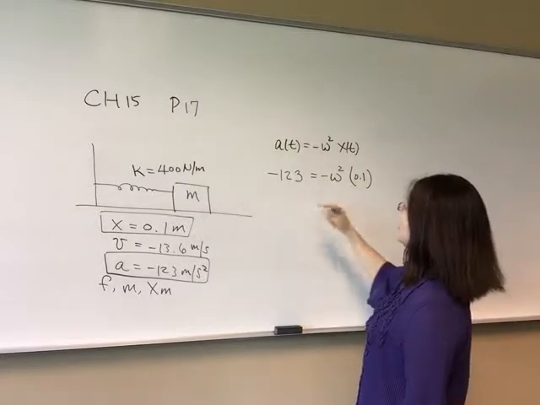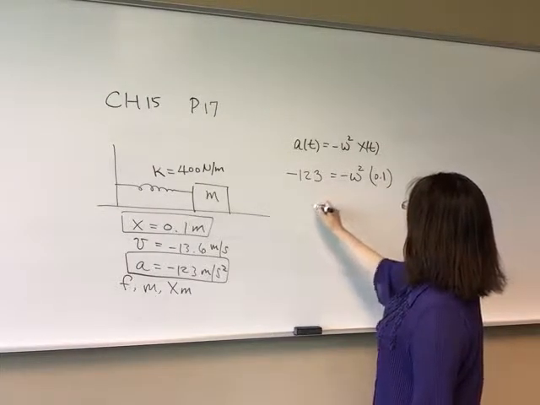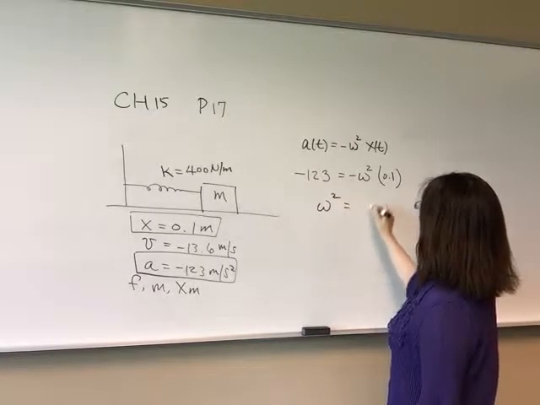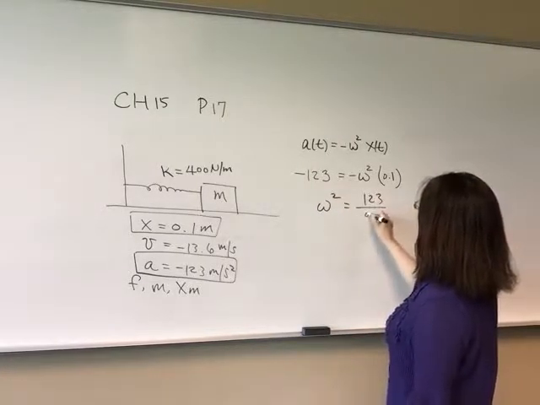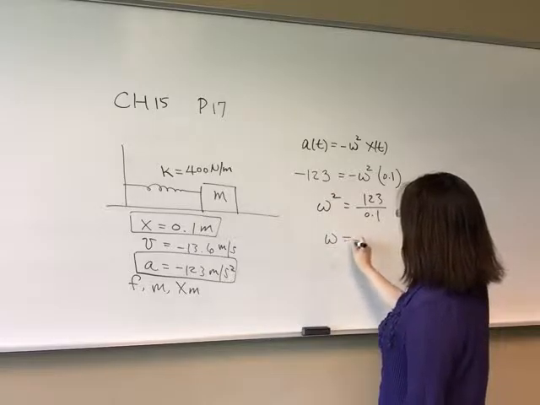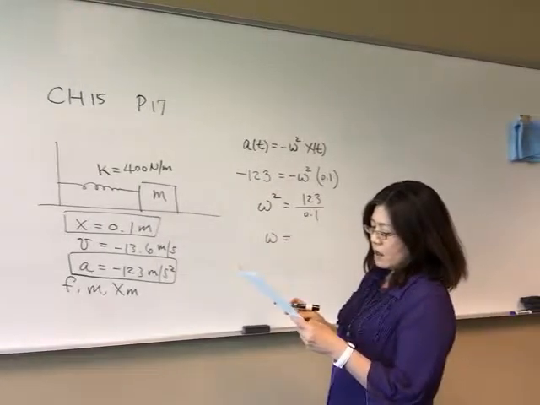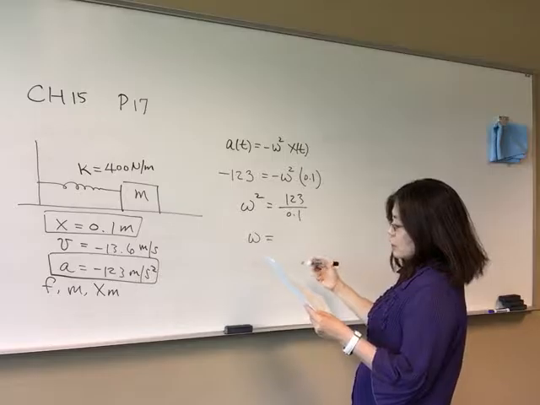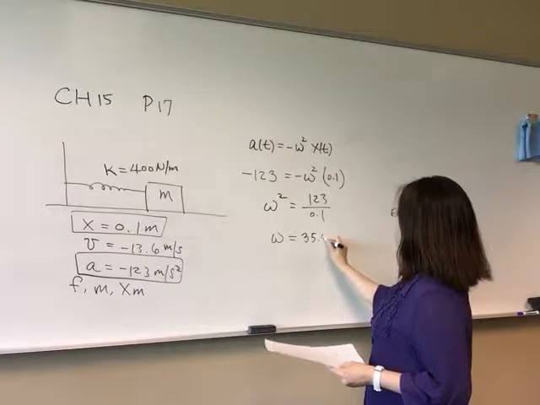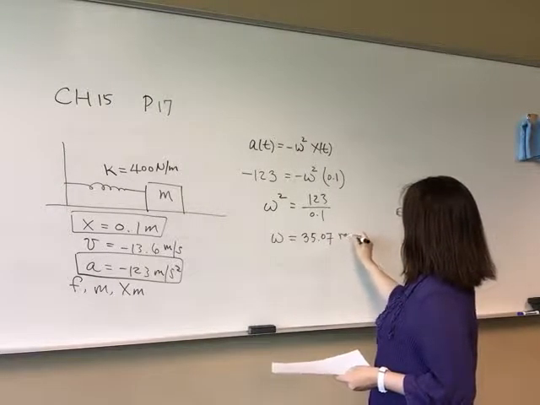Okay, so in this equation, omega squared is simply equal to 120 divided by 0.1. From this information, you can calculate your omega. After you do the calculation, you get 35.07, and that will be in radians per second.